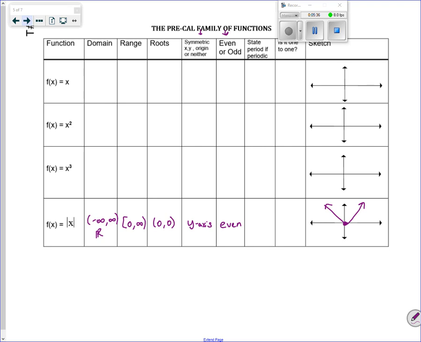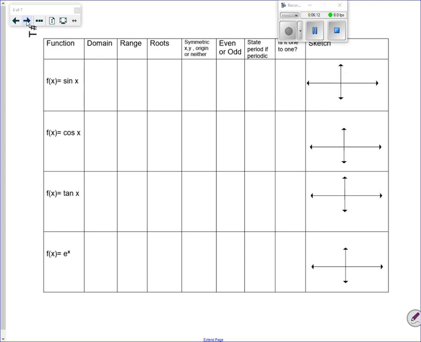State if periodic, well, the only periodic ones are going to be the trig ones, so I guess you could put no or blank, whatever you want to put there. It is not periodic. Is it one-to-one? Remember, one-to-one means it passes not only the vertical line test, because it wouldn't be a function. These are all functions, so it's going to pass the vertical line test. But to be one-to-one, it would also have to pass the horizontal line test as well, and so this one is not one-to-one. So see if you can go through these functions, making sure that you remember what they look like. Watching if they have asymptotes, I would put that in.